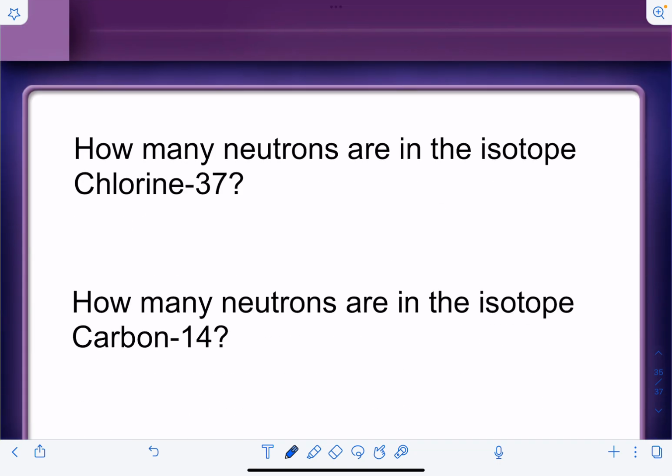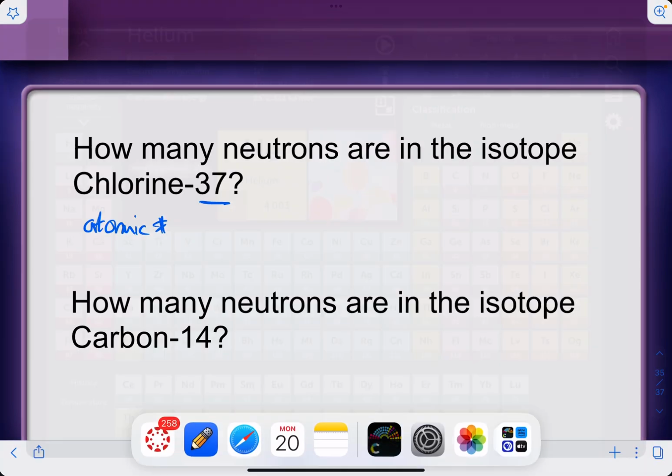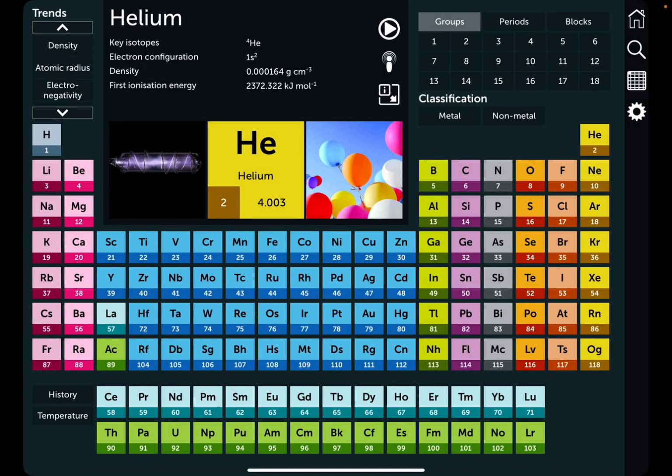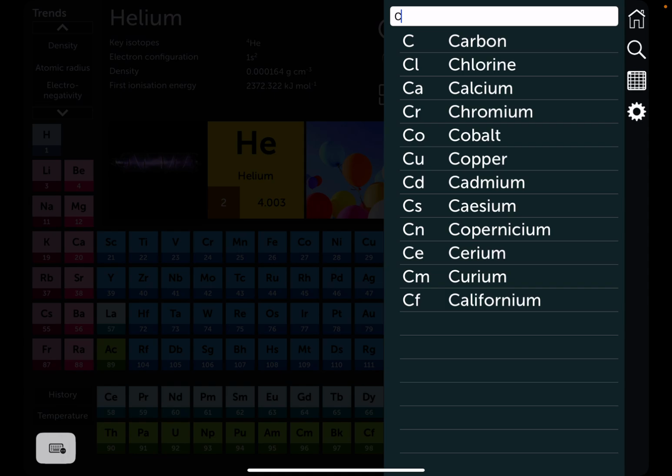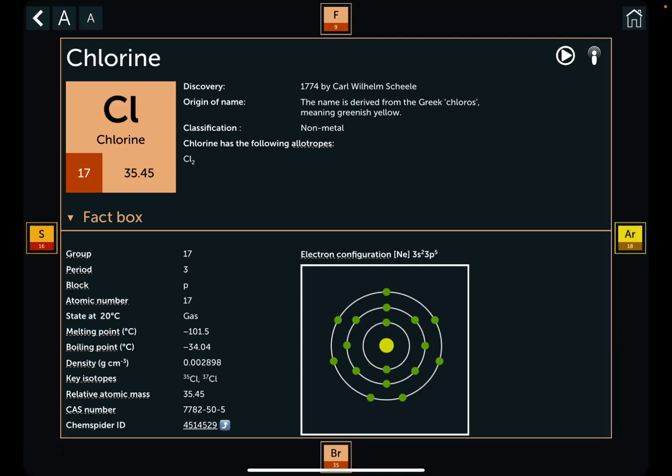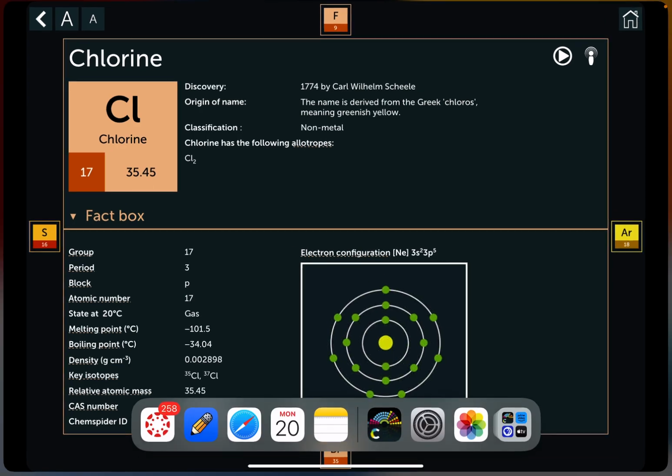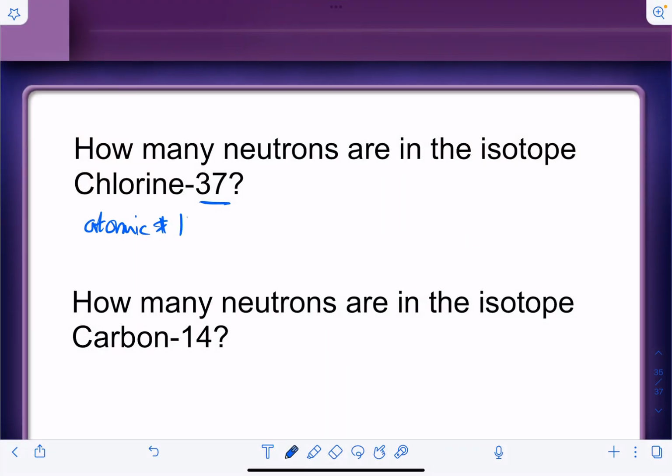All right, so I have a couple more here where they're looking at neutrons. Notice that they give me the mass number. I don't know what the atomic number is, so I have to go to the periodic table. If you want, you could type in chlorine. And they say I have 17 for my atomic number. And neutrons is going to be 37, which is mass number minus atomic number. Always bigger minus smaller. And that gives me 20 neutrons.